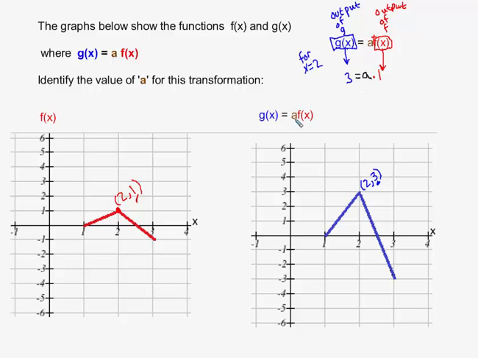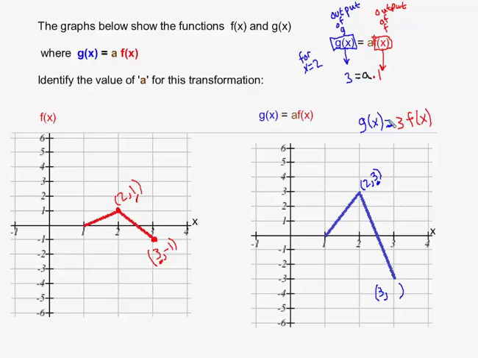Since a is 3, this means that to get any output of g, you could take any output of f and multiply it by 3 as long as you're keeping the x values the same. So for example, to show you this equation works, suppose I picked a point right here at 3, -1. We're in the business of leaving the x value alone, multiplying the output by 3. So if I left the x value alone, that would be x equals 3 over here.